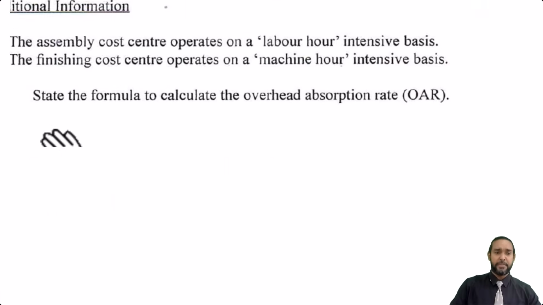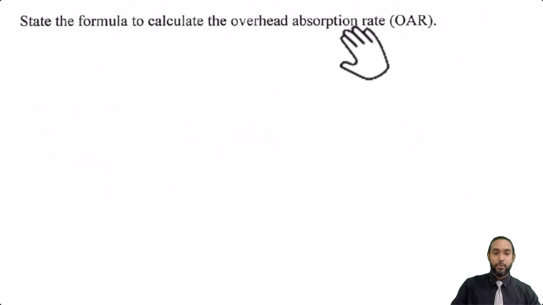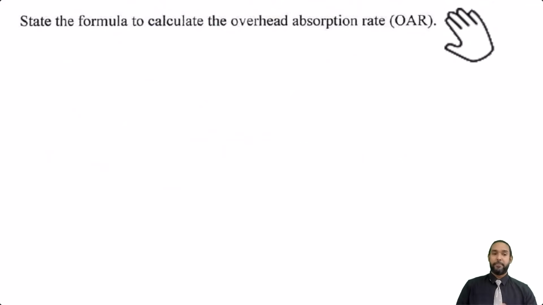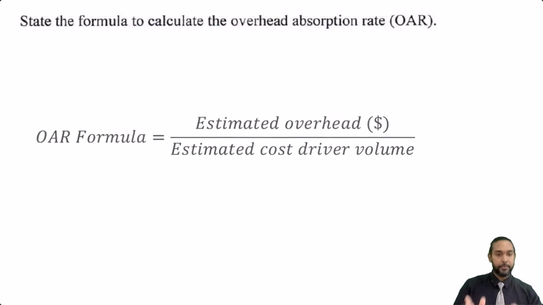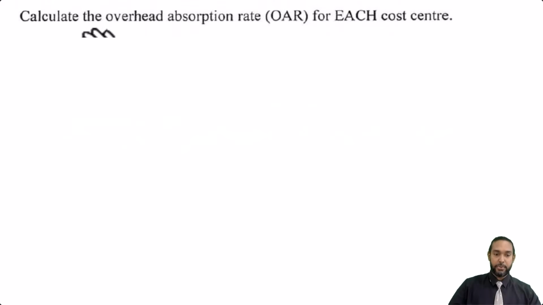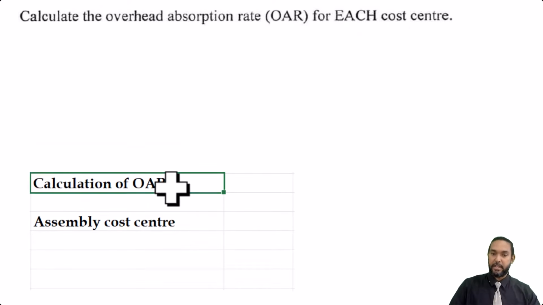Let's go. First thing, state the formula to calculate the overhead absorption rate. Okay, I'm just going to put it up. The OAR formula is estimated overhead divided by estimated cost driver volume. Okay, that's one mark. Then the actual calculations: calculate the OARs for each cost center. Okay, cool. So let's take the same format that I have here, calculation of OAR.